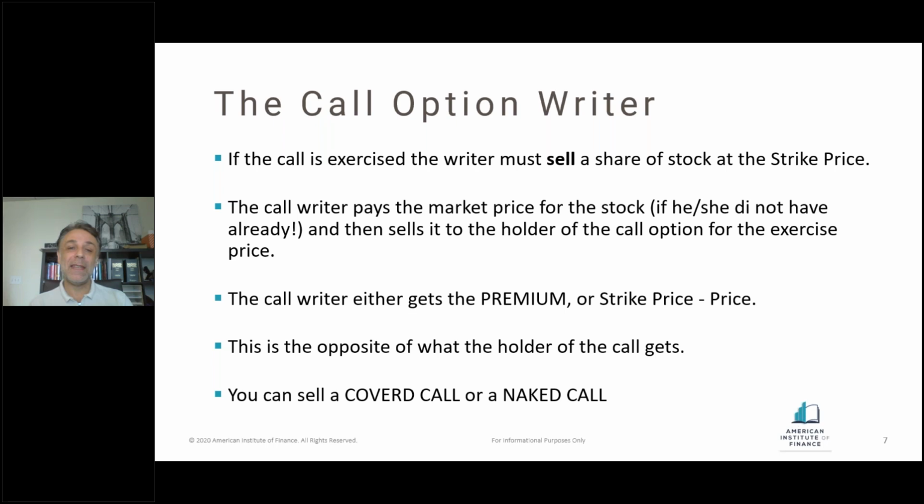And so the seller of the option actually will receive the premium. We said the buyer before would pay the premium. So that means that the seller will receive the premium. And the seller very likely does it exactly because of that reason, because the seller wants to collect the premium.